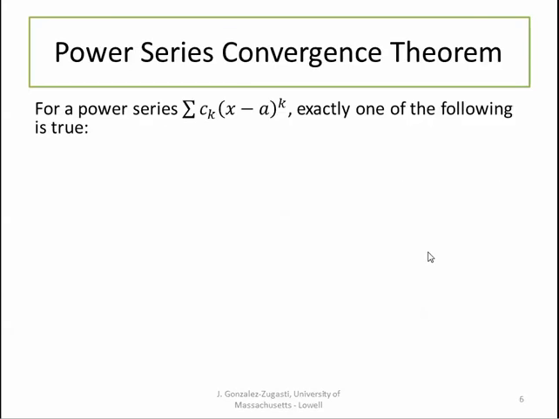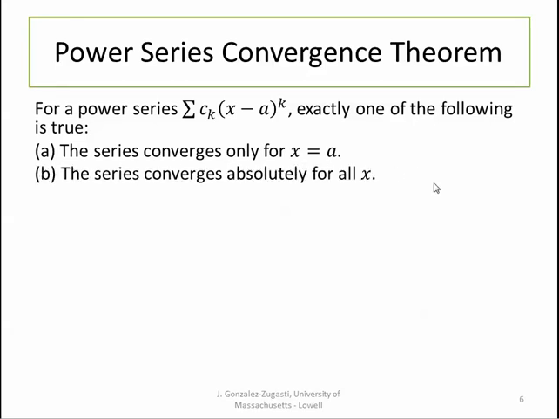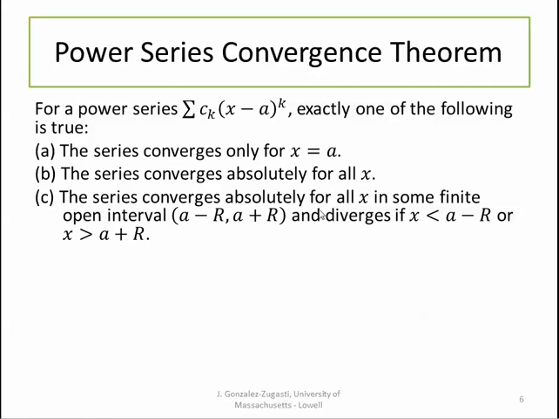Alright. So here's a nice little theorem that helps us out. It tells us that if we have a power series, exactly one of the following is true. So you don't need to go looking any further. Either the series converges only at the center, or the series converges absolutely for all x, or in our last case, the series converges absolutely for all x in some finite open interval a minus r to a plus r, so an interval centered at a, and diverges if x is outside of that interval.